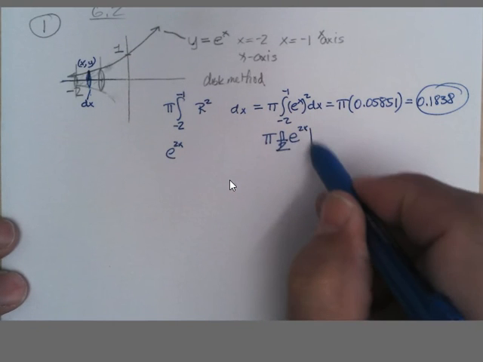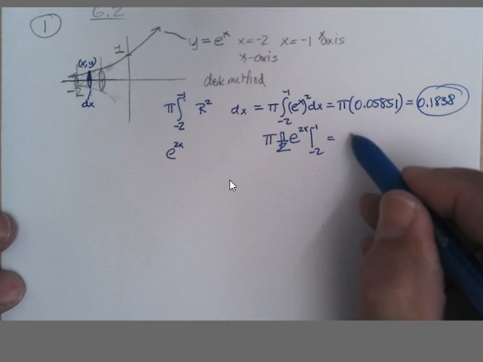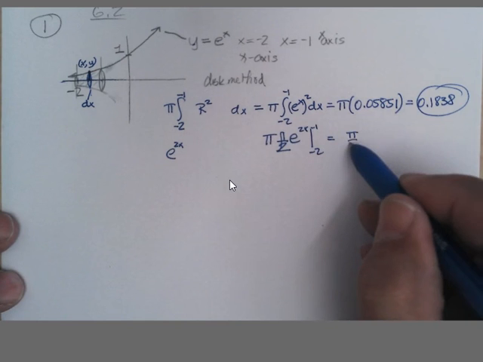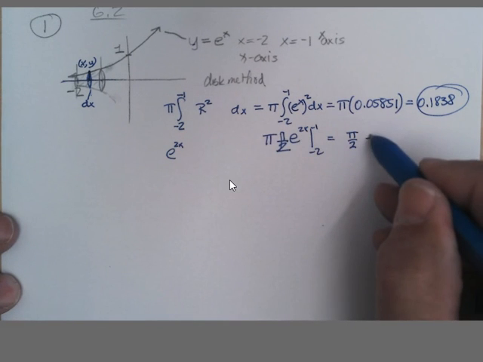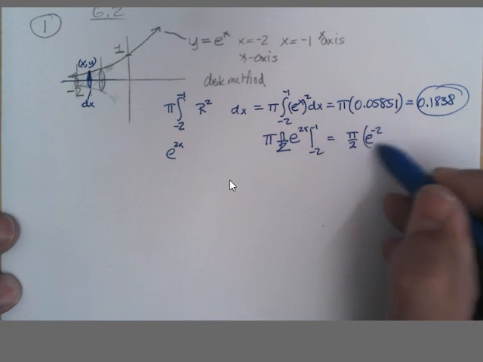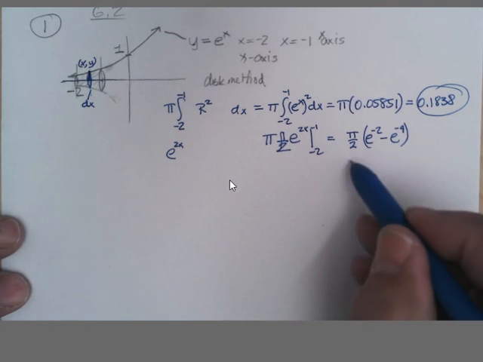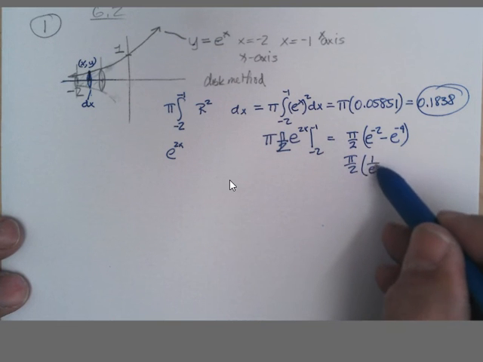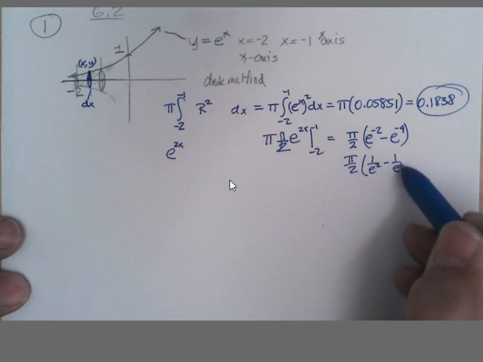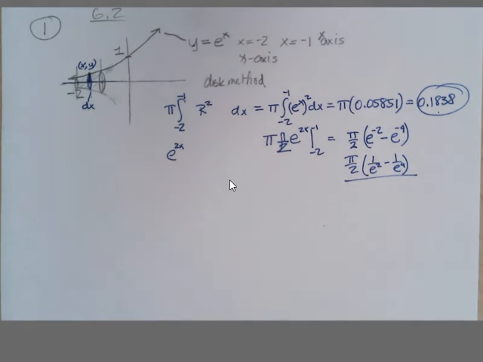So that would be it, evaluated from minus 2 to minus 1, which would be pi over 2 times e to the minus 2 minus e to the minus 4, which is pi over 2 times 1 over e squared minus 1 over e to the 4th. So there's the exact answer, and there's the decimal approximation. Okay.